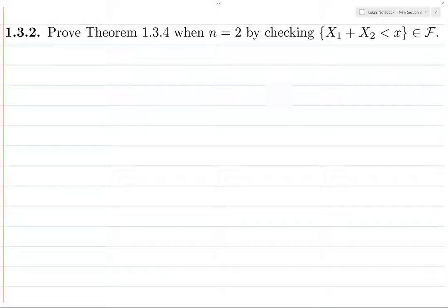Alright, so we want to prove this theorem directly for n equals 2, and I looked at the solution for this, and it appears that they don't want us to follow the general procedure of the proof of theorem 1.3.4. This is supposed to be more of a bottom-up approach, where we check directly that this set is contained in F.